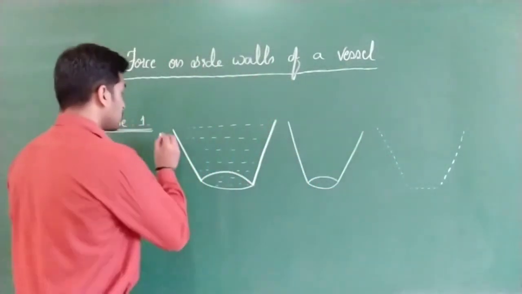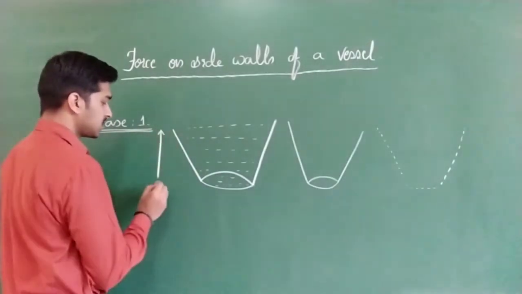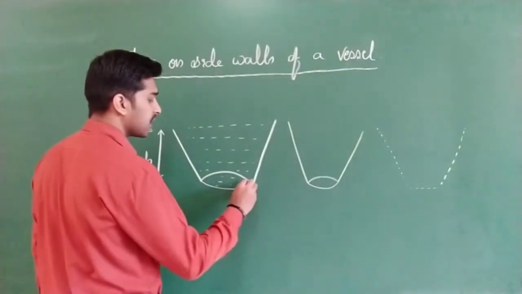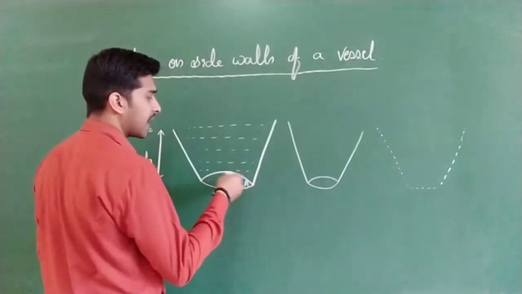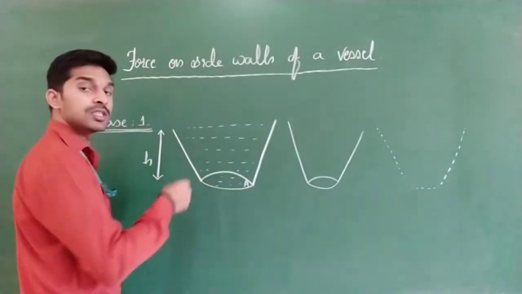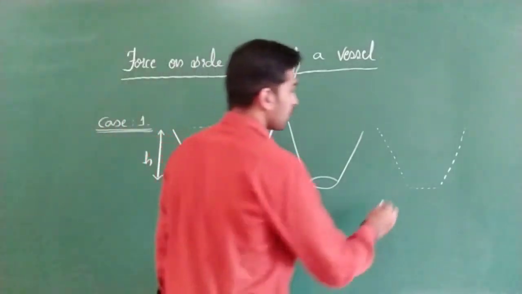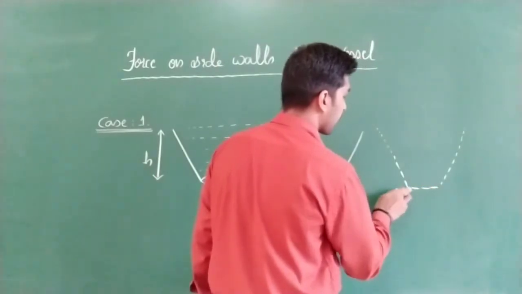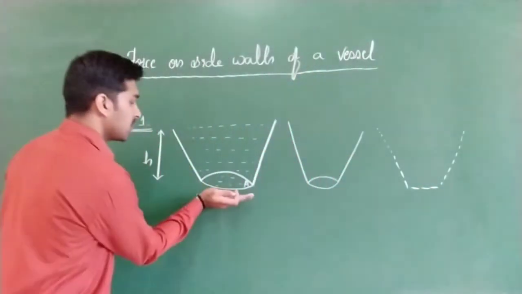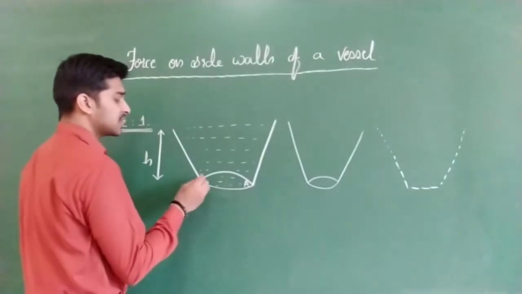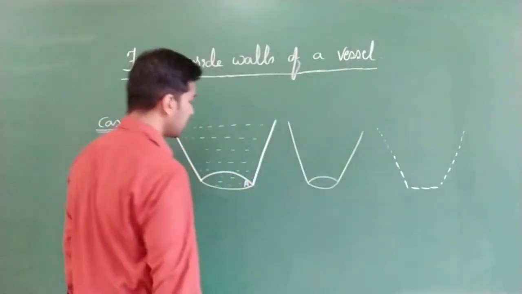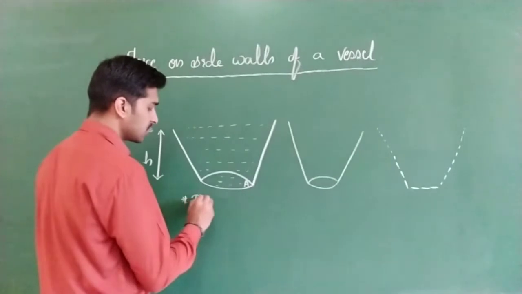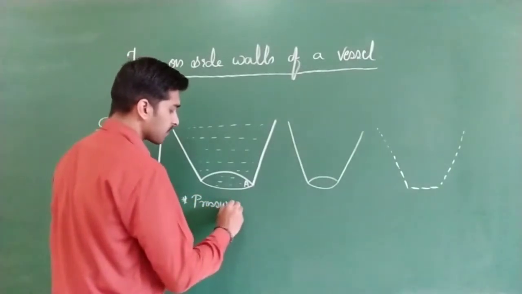Clear? So let us consider this distance as h, and this complete base area as A. Okay, it is a random shape. It is not a cylinder. Correct now? So this is a vessel filled with liquid. This is only vessel, that is only liquid. So first of all, we are calculating the pressure at this base. So pressure at bottom.